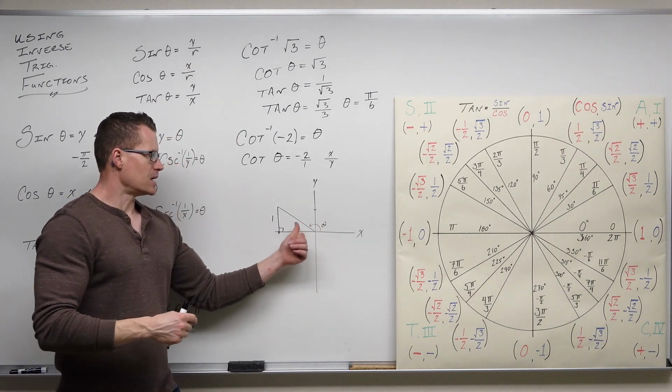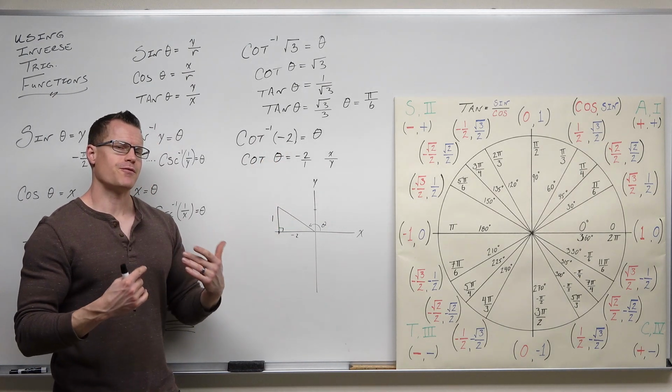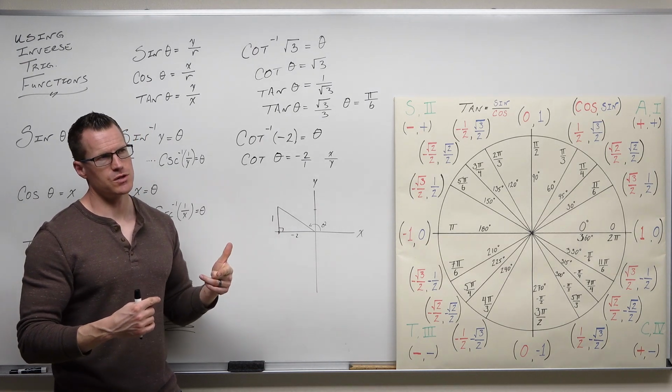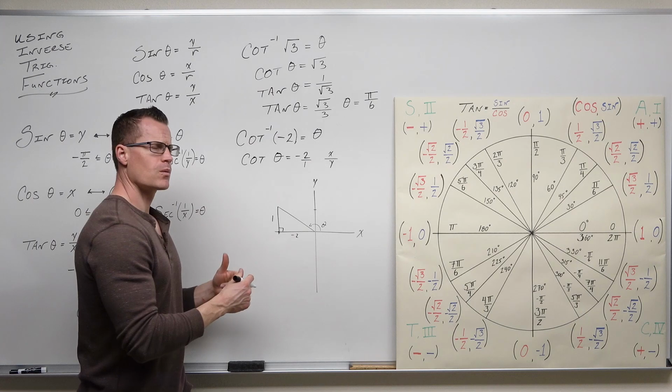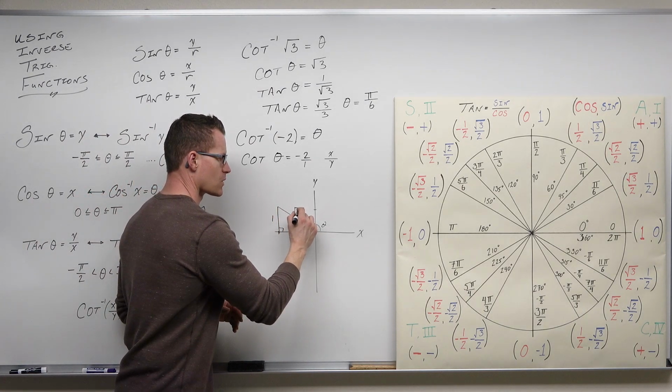So our x is -2, our y is 1. We know that cotangent is x over y. If we find our radius there, or our hypotenuse, that's 1 squared plus -2 squared, that's going to be the square root of 5. Remember to keep the positive there because I want to be in the same quadrant. Positive square root 5.